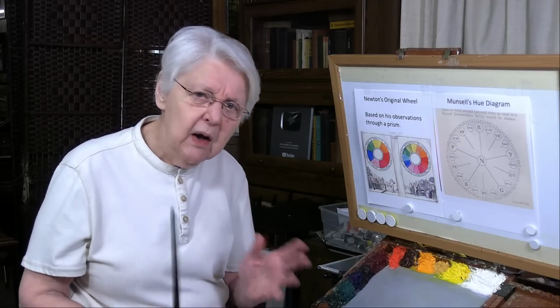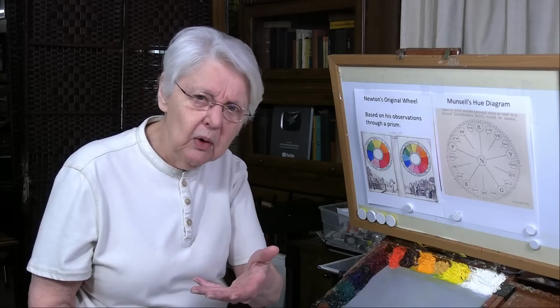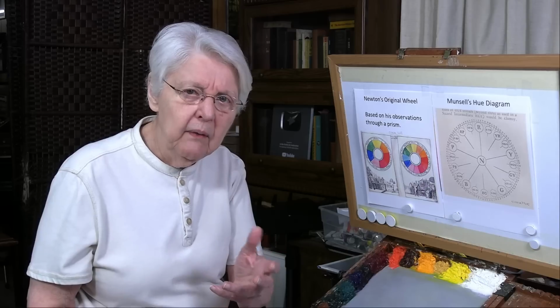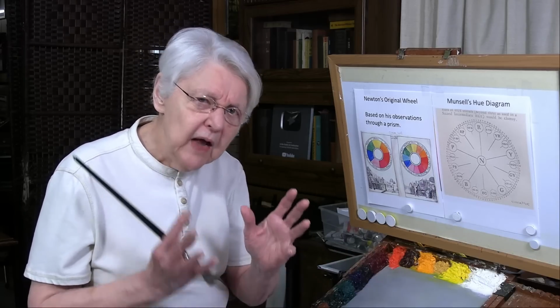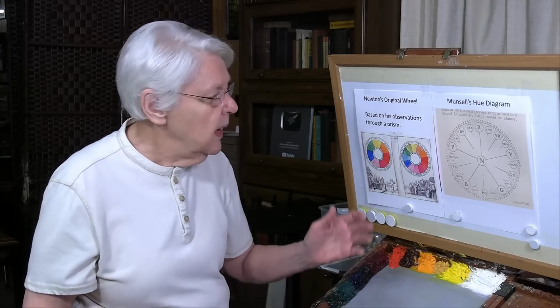And so that color wheel evolved into the traditional color wheel we know today, the 12-hue color wheel that so many of us rely on today. So that's how the circular idea of a color wheel evolved.